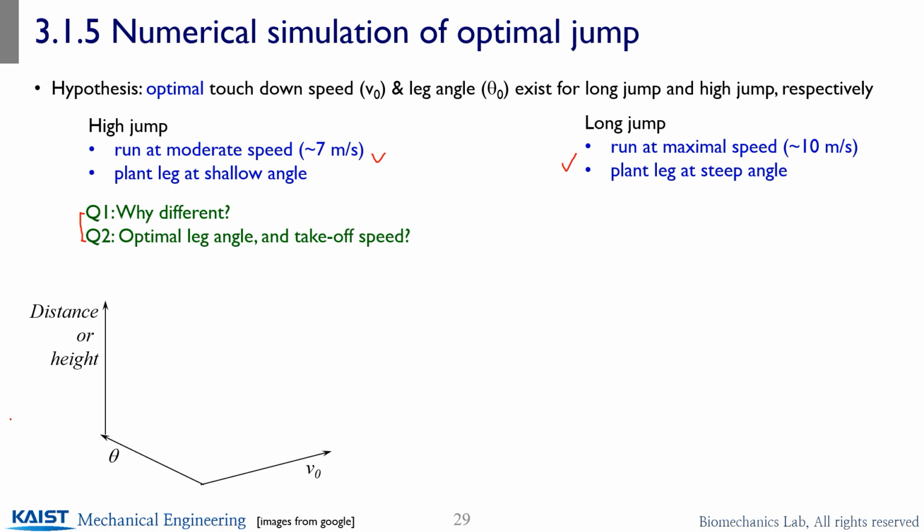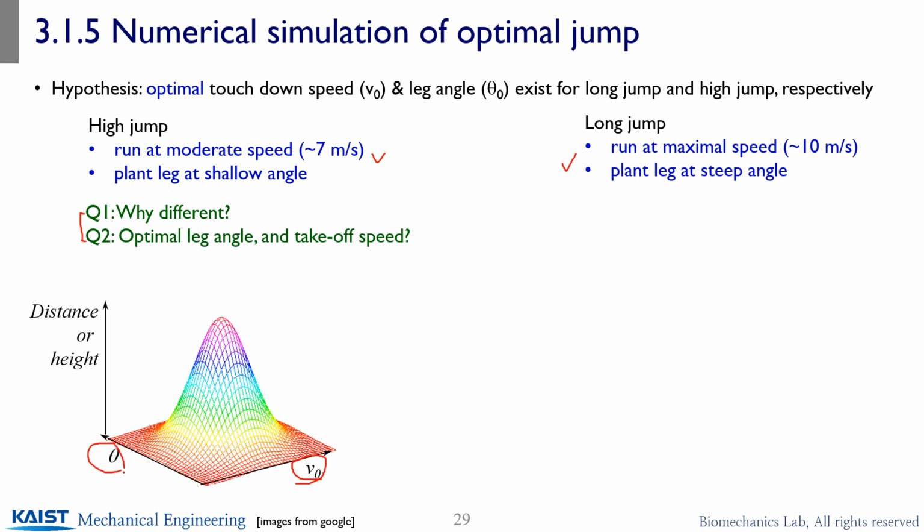So for the optimal solution, with two input variables, a combination of theta and v naught, maybe there is a global maximum that will give us maximum height or distance performance. So that's the optimal point.